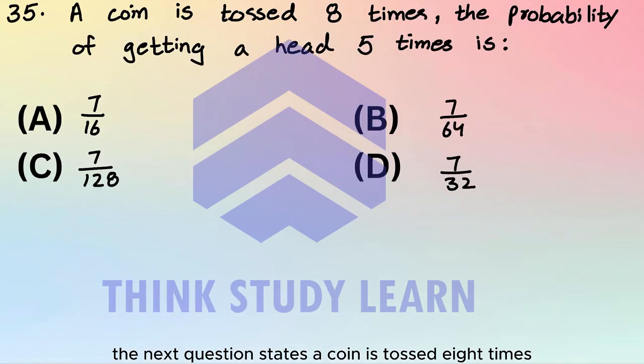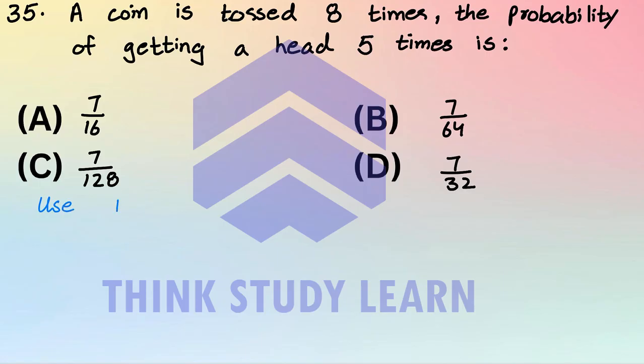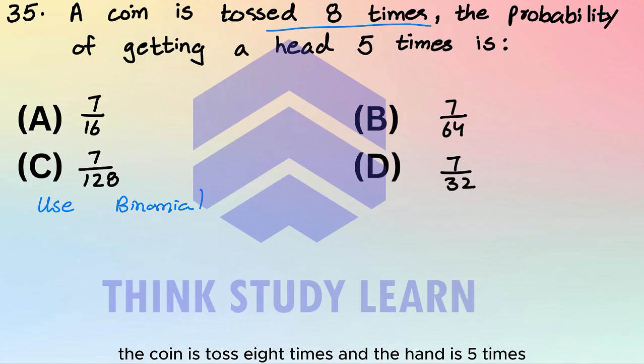The next question states a coin is tossed 8 times, find the probability of getting a head 5 times. So first we will use the binomial coefficient formula here. Using the binomial coefficient formula, the coin is tossed 8 times and the head is 5 times.